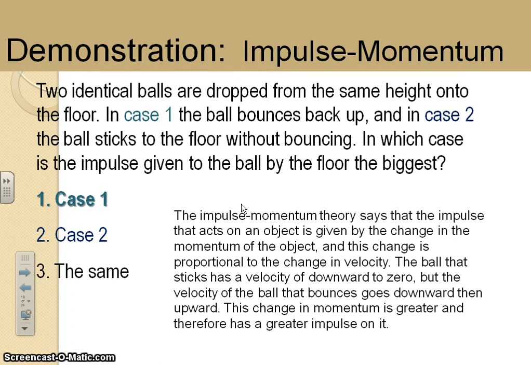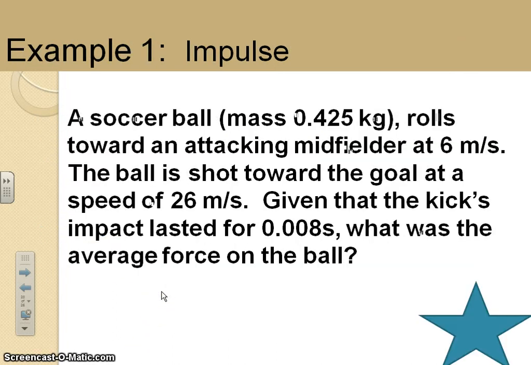So the bigger change in momentum happens when the ball starts off with a downward velocity and finishes up with an upward velocity, as opposed to just losing its downward velocity. That means you get the bigger impulse, the bigger change in momentum for the very first case in which the ball bounces back up. Let's try an example that has to do with an actual problem we're going to solve.